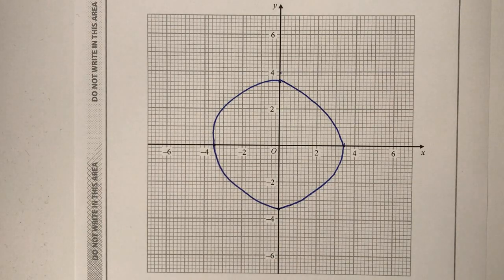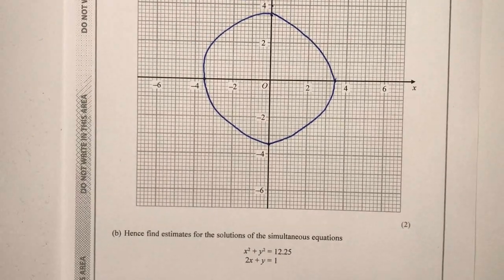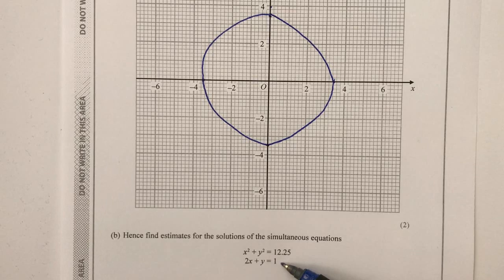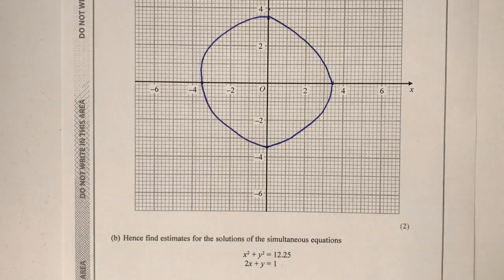So then it says, hence find estimates of the solutions of the simultaneous equations, and it's got x squared plus y squared equals 12.25, and then 2x plus y equals 1. So what we need to do is draw this line and see where the circle and the line cross, and that will give us the solutions. It is estimates, thankfully, given my awful drawing here.